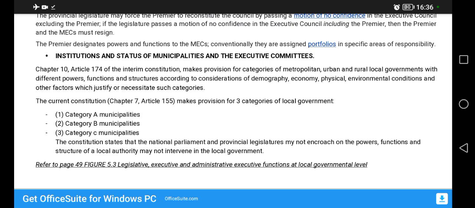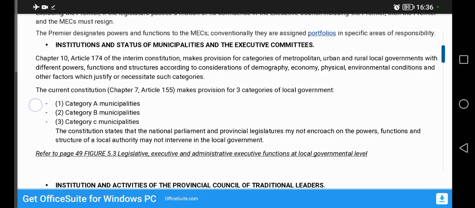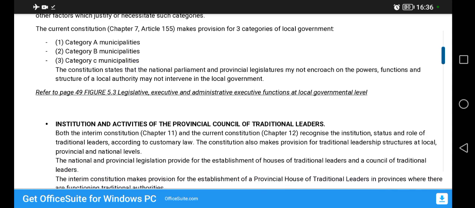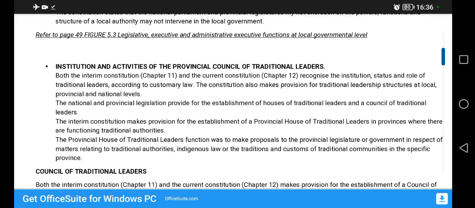But remember, although you've created your own laws, you still have to abide by what, guys? The Constitution, right? So refer to page 49, the legislative, executive, and administrative functions at local government level. You will see figure 5.3 there. It explains further. We've also got the institution activities of the Provincial Council of Traditional Leaders. So what are the traditional leaders, guys?